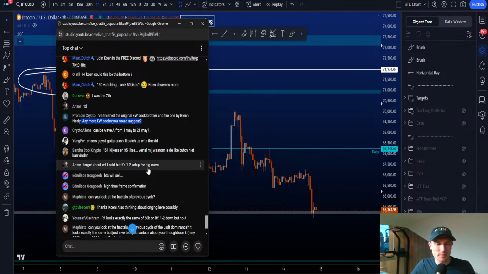One, two setup for the big wave. Yeah, on the 12-hour time frame, the most bullish scenario is a 1-2. That's correct. Yes. High time frame confirmation.